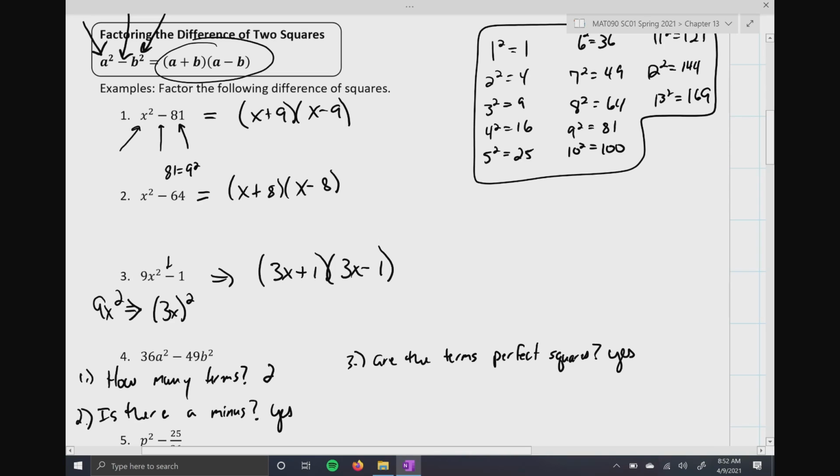Yes. So, how does this factor? What number squared is 36? Well, that's going to be 6a squared plus what number squared is 49? Well, that's going to be 7. So, sorry, I put a square there. I shouldn't have. So this is going to be 6a plus 7b, 6a minus 7b. And that's it. It's all about the formula.